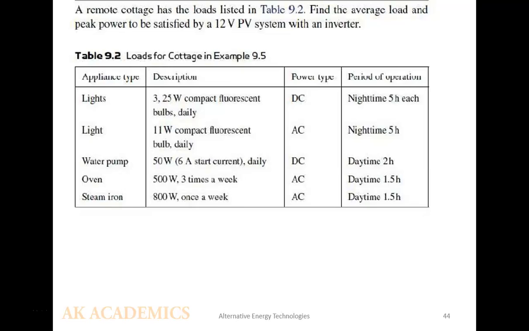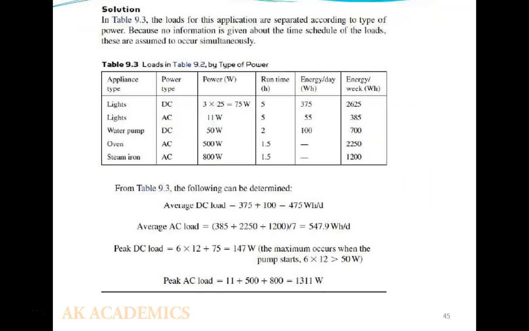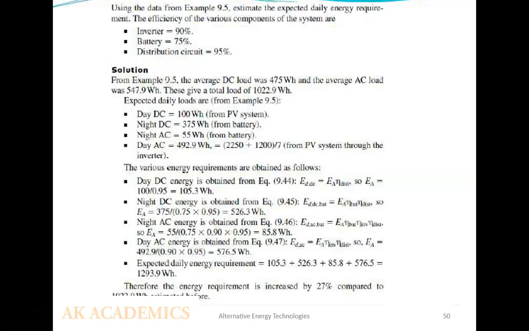And from the data given to us in this question, these are the parameters we're able to find. We're able to find the energy per day, energy per week. We're able to find the average DC load already. We're able to find the average AC load already. We're able to find the peak DC load already and the peak AC load. So with all of these parameters that we have obtained, we'll use them in addition to the new data that we just obtained from this question, and then we'll be able to solve the problem.